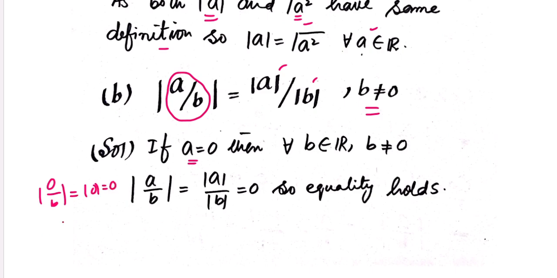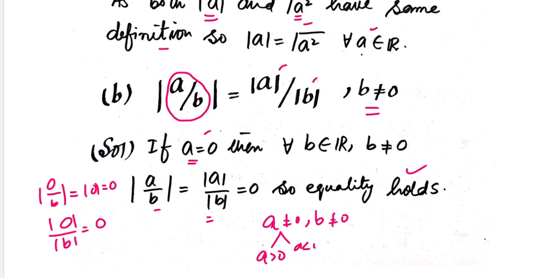While the right hand side becomes absolute value of 0 over absolute value of b, whatever b will be, but it should be non-zero. This is equal to 0. So in the case when a is 0, both left hand side and right hand side are equal, so equality holds. Now we discuss these four cases when a is non-zero and it is given b is also non-zero. Non-zero means a could be greater than 0 or less than 0. Similarly, b could be greater than 0 or less than 0.